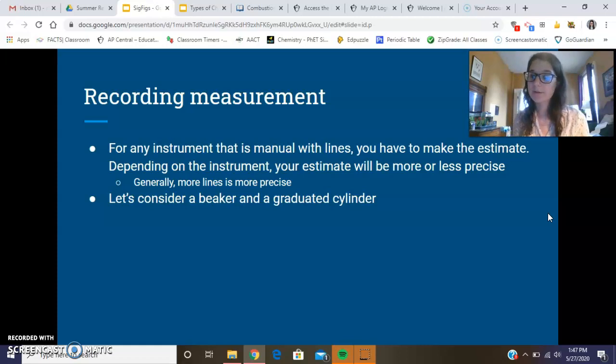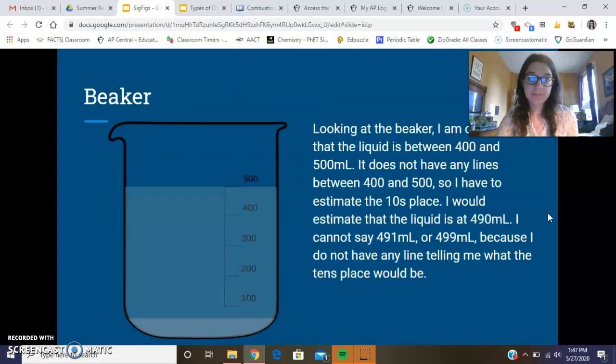There is something called a volumetric flask, which is extremely precise, and it only has one line because it's precise for that one measurement. But in general, more lines would be more precise. So let's consider a beaker and a graduated cylinder.